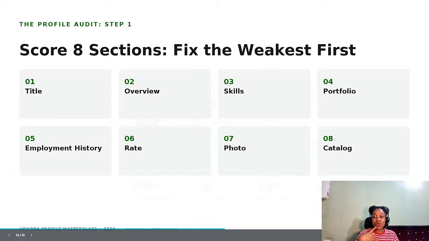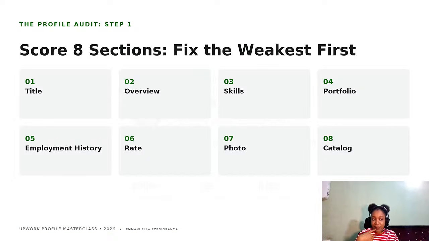If you say you want to optimize your profile today, you must touch these 8 areas. First one is your title. Second one is your overview. Your overview is your profile description, okay? Third one is your skill section, your portfolio section, your employment history.